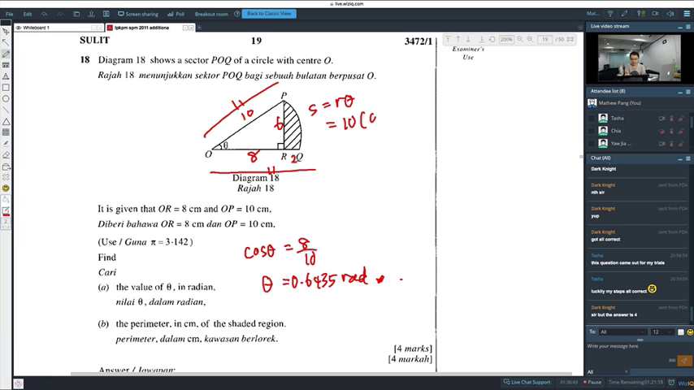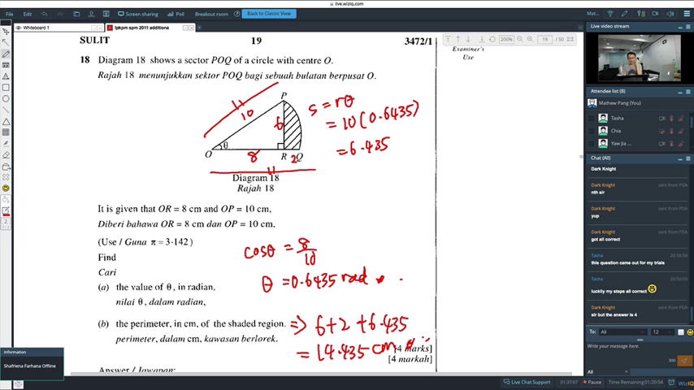Theta we also got is 0.6435. So this one is 6.435. So the perimeter of the shaded region means add all together. I go 6 plus 2 plus 6.435. So this one should be 14.435 centimeter. Done, 4 marks.